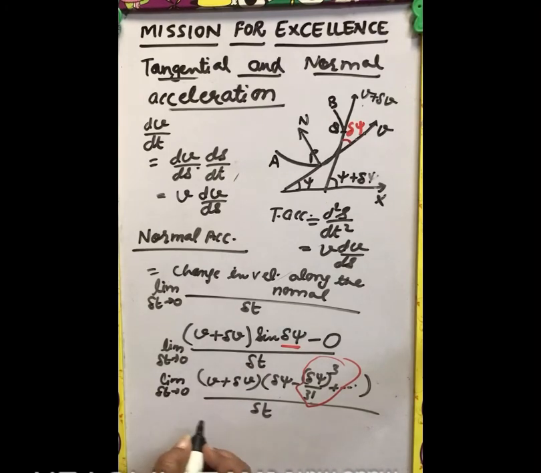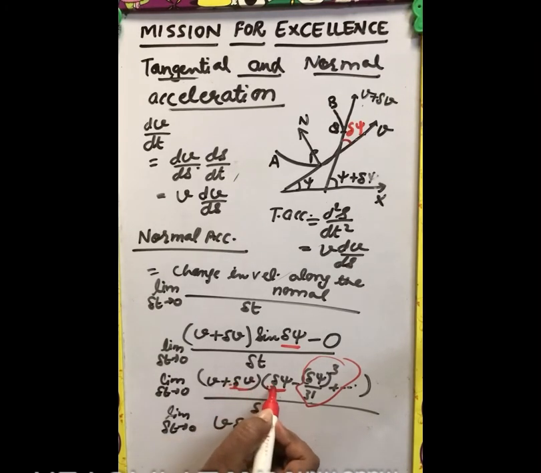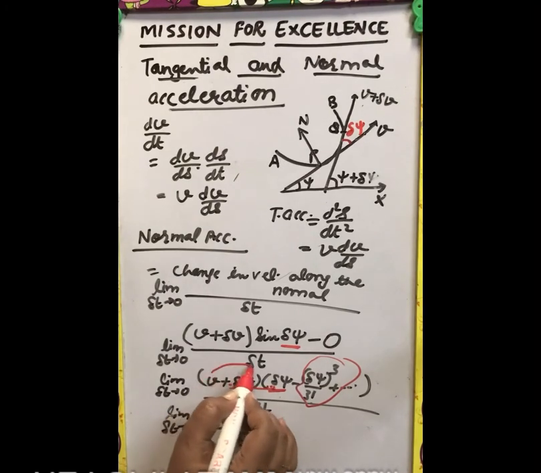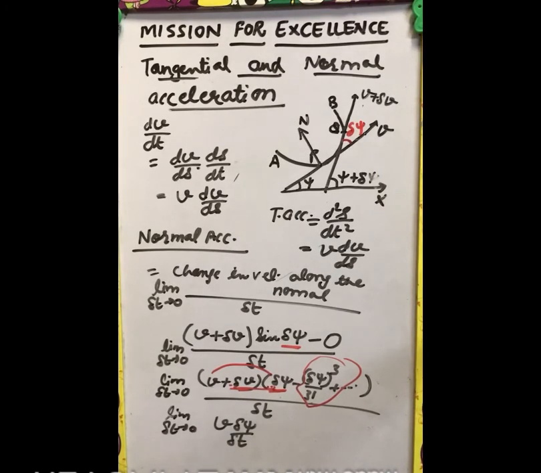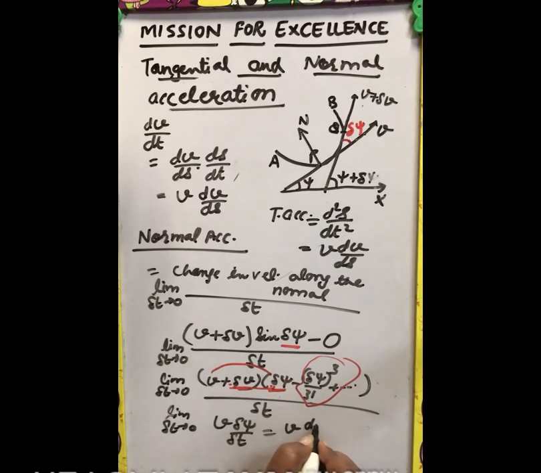So let us take here limit delta t tends to 0, v delta psi by delta t. Because it is delta v and it is delta psi, when you multiply these two terms the product becomes very small, so we will ignore this product term. We take only v and delta psi. So we get v delta psi by delta t. Now if you put the limit here, we get v d psi by dt.